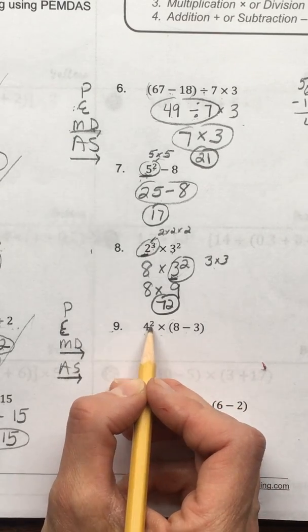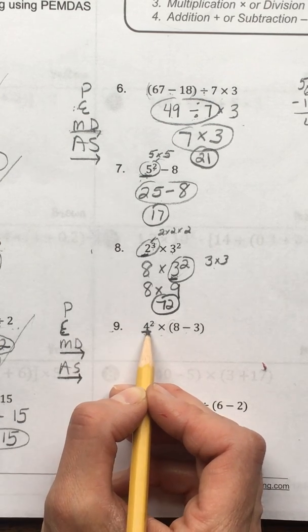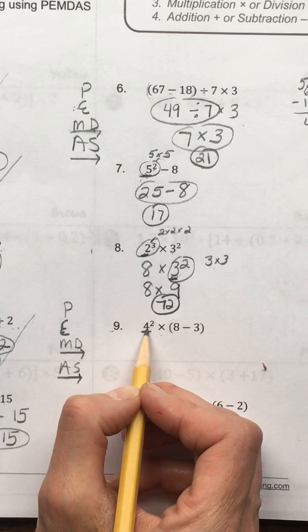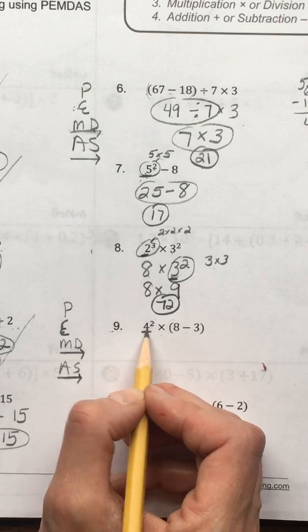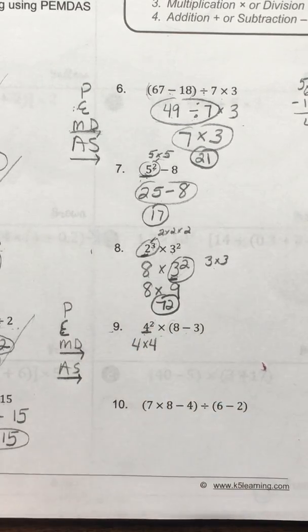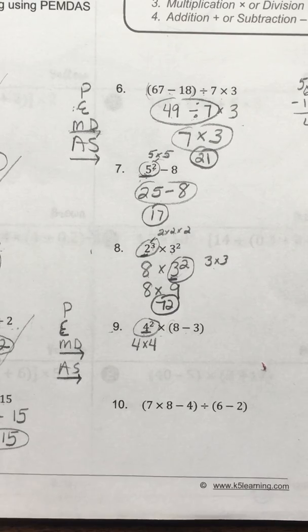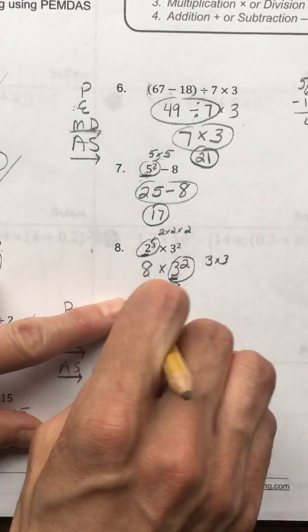Okay, remember the exponent, 4 to the second power. The exponent tells me how many times I'm multiplying the base number times itself. So 4 to the second power means 4 times itself 2 times. So 4 times 4, I'm going to solve that. Oh, should I solve that first? I hope you're saying, no, don't do it. I shouldn't have solved that first.